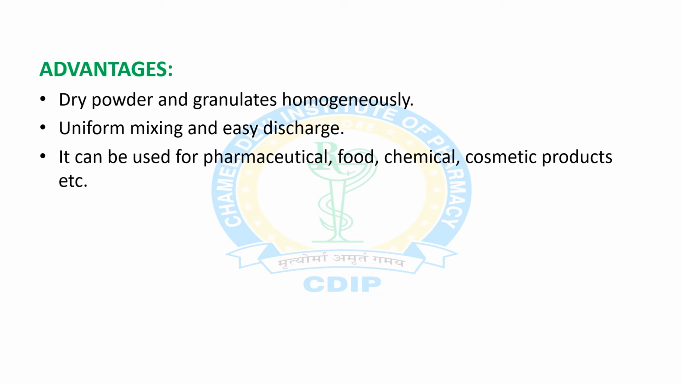Now the next is the advantages. It is an efficient mixer for mixing dry powder and granulates homogeneously. The conical shape at both ends enables uniform mixing and easy discharge of the powder, and it can be used for pharmaceuticals, food, chemicals, cosmetic products, etc.